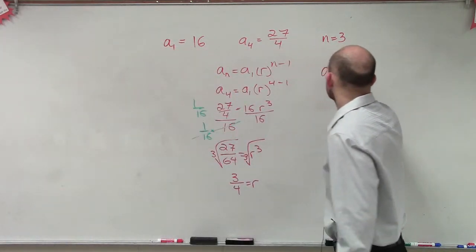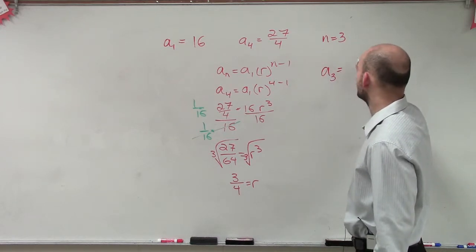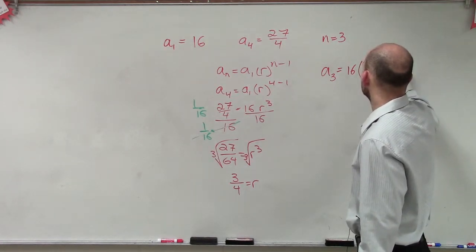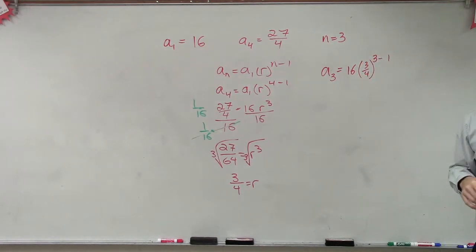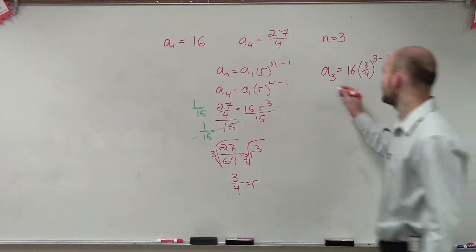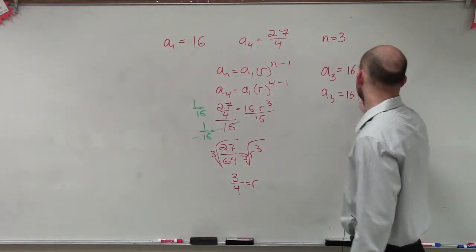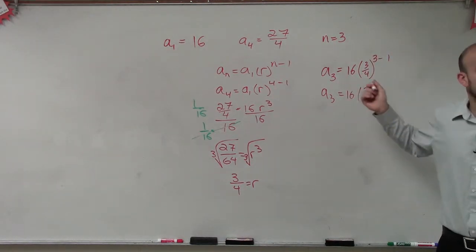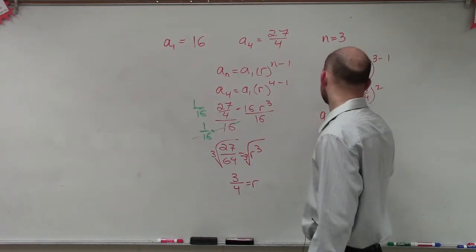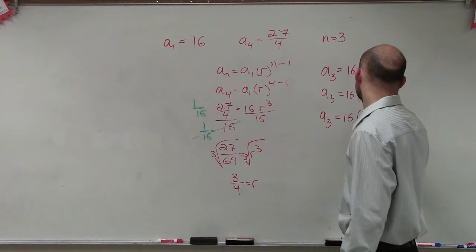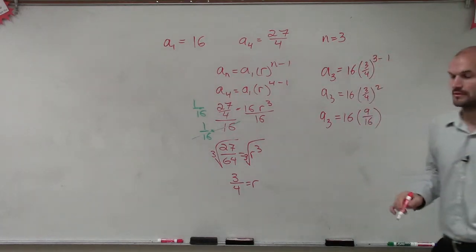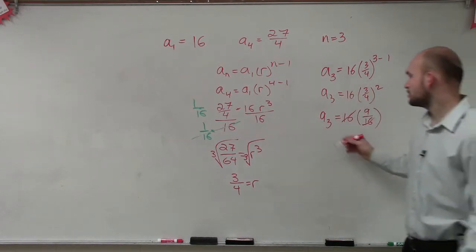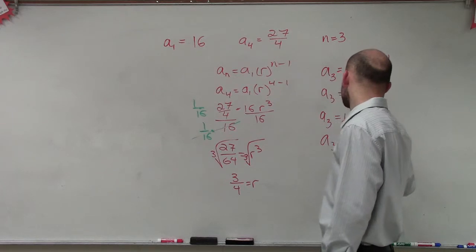So we have a sub 3, the third term, equals a sub 1, which is 16, times our r, which is 3/4, raised to the 3 minus 1. So then we have a3 equals 16 times 3/4 squared. Well, 3/4 squared is the same as just 3 squared over 4 squared. So then we have a sub 3 equals 16 times 9 over 16. And then we notice that this numerator and denominator are going to divide into 1. So our third term, a sub 3, just equals 9.